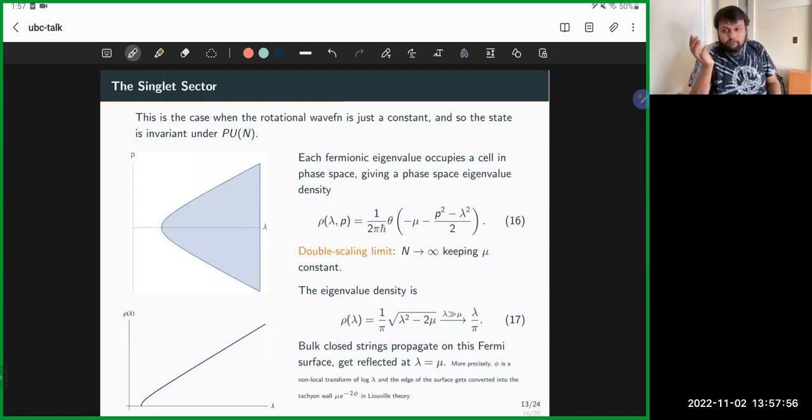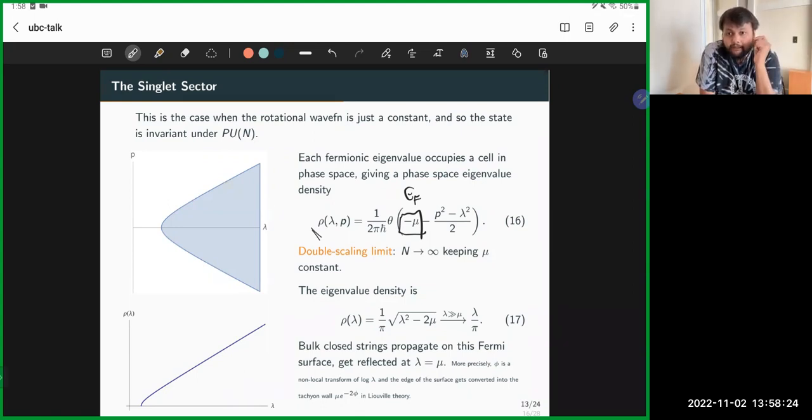Then you have a Fermi sea up to some Fermi energy. I'm calling the Fermi energy minus mu. So you get what's called a phase space eigenvalue density, which just says that there is an eigenvalue in every cell whose energy is less than minus mu.